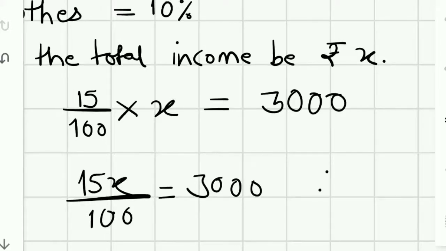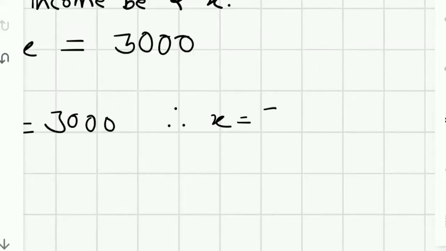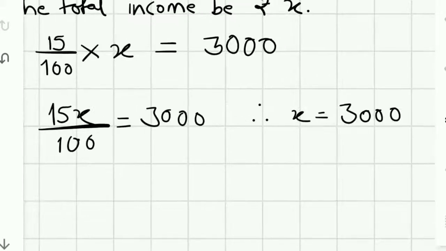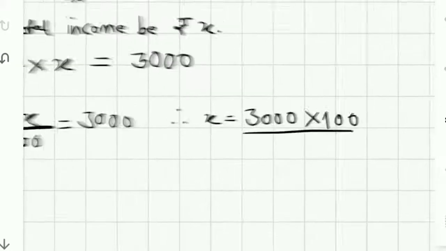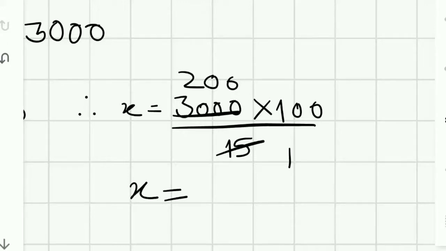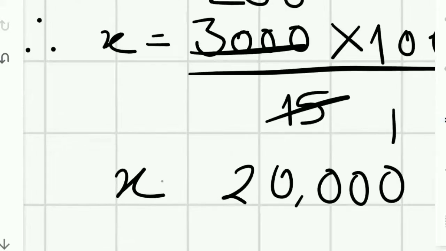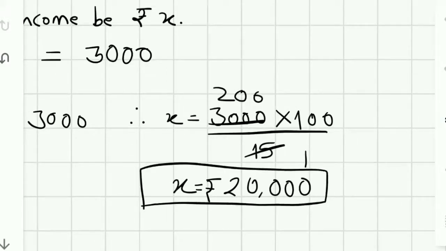Yes, easily. Therefore, x is equal to 3000 into 100 divided by 15. So 15 ones are 15, 15 twos are 30. So the total salary of the family will be 20,000 rupees. So this we've gotten.